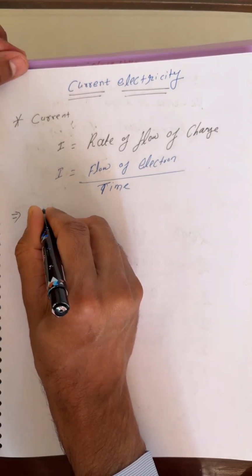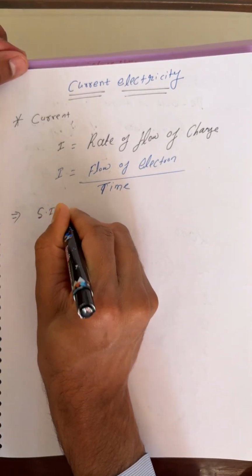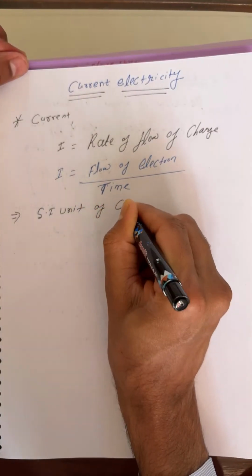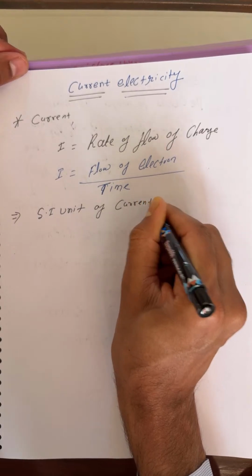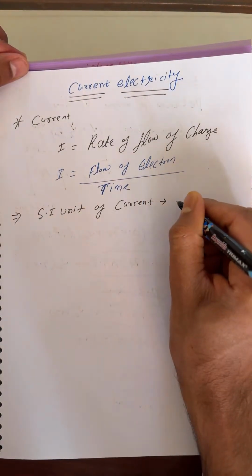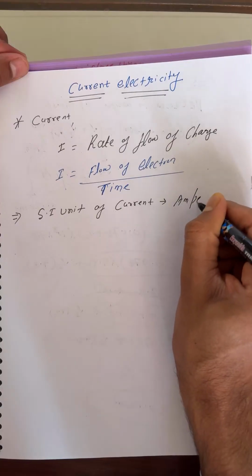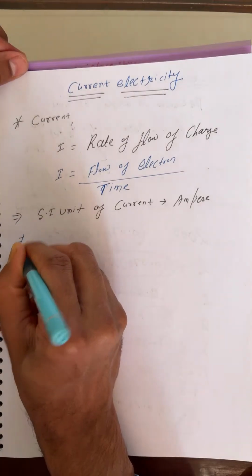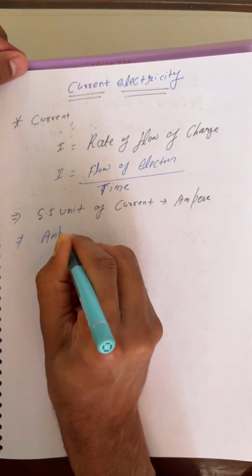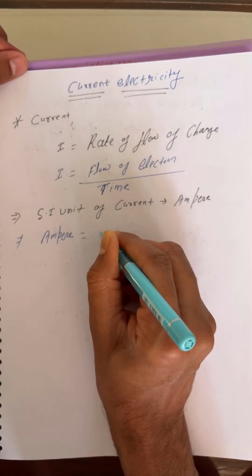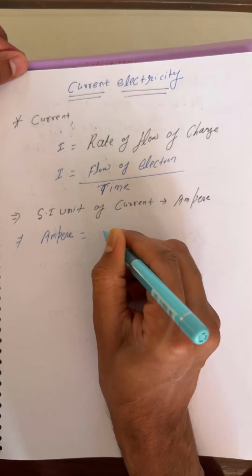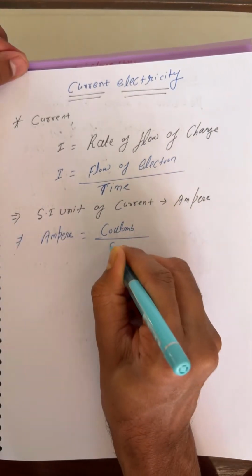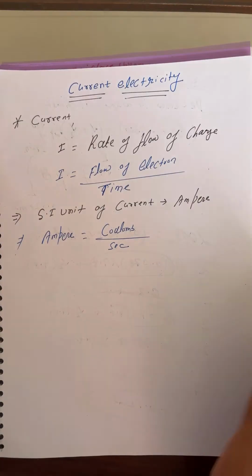So students, what is the SI unit of current? This is the ampere. Students, you can write here: ampere. Ampere is equal to coulomb per second, beta, right?